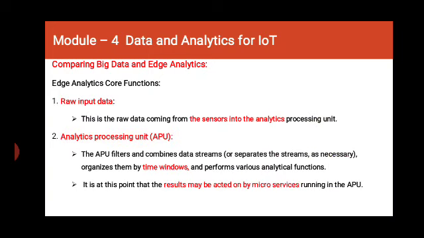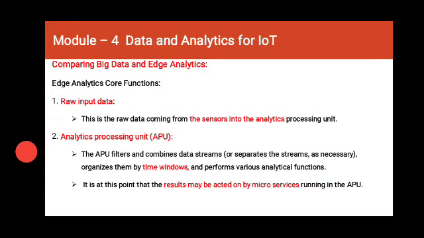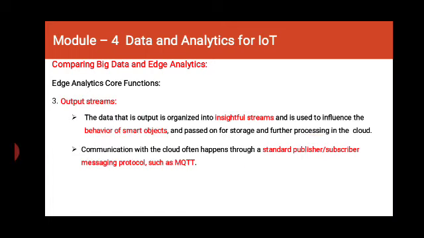Now the raw input data is the raw data which is coming from the sensors into the analytics processing unit. Then the second step is the analytics processing unit. This processing unit is responsible for analyzing the data which is generated by the different sensors, and it has to produce some intelligence from that data. Then the third one is output stream.